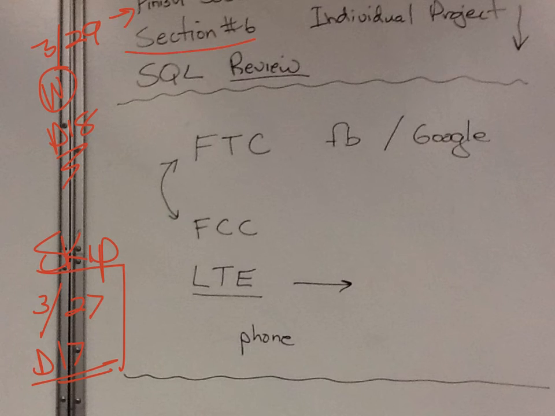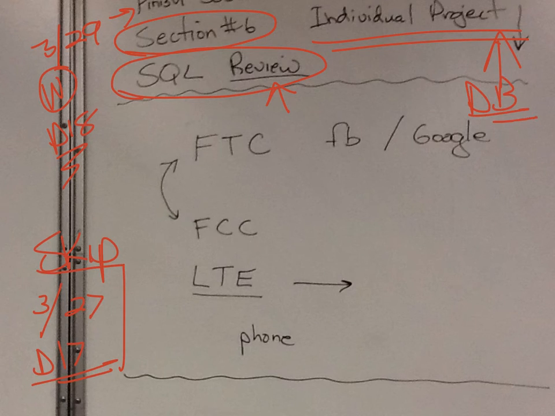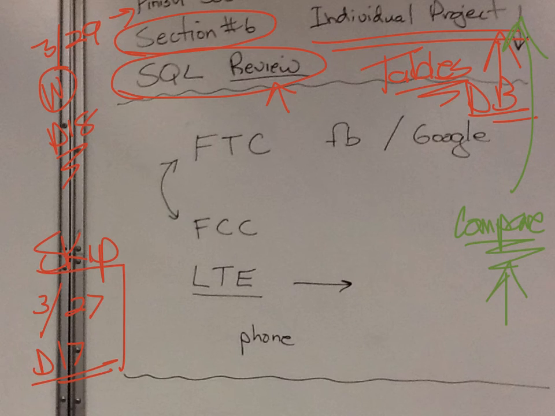Finish up the previous section, or start on section 6. We're going to do an SQL review. We do a little bit of that each day, not a lot, and then students need to be working on their individual projects. They do all have a database for their projects, so they can start making tables and they can start testing. We gave them an option to compare in class, compare theirs, and they should do that a lot.